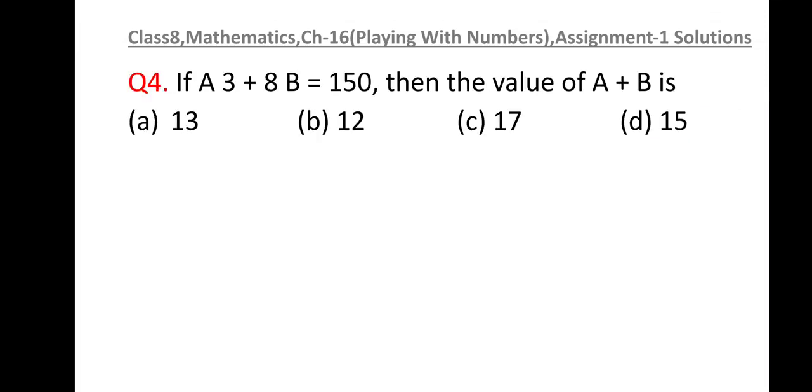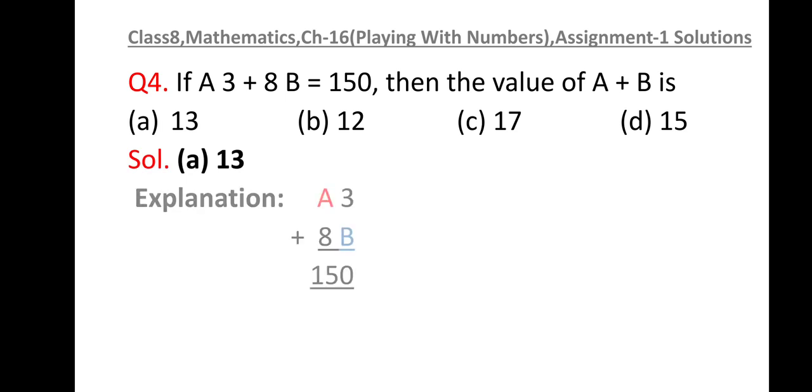Question number 4 is, if a3 plus 8b is equal to 150, then the value of a plus b is. Again, we need to find the values of a and b. Two unknown letters are given to us, and then we need to find the value of a plus b, and these are the options. Let us see. Answer is A, 13.